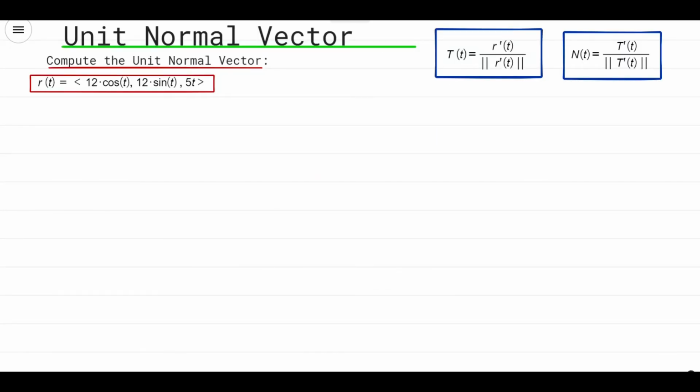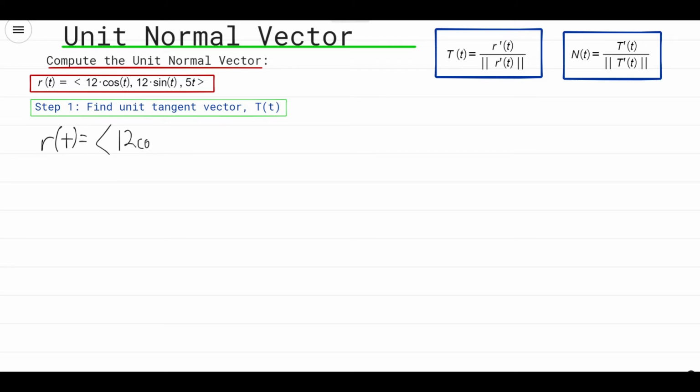So in this example, we're going to compute the unit normal vector of the position vector 12 cosine t, 12 sine t, 5t. So without further ado, the first step we do, as in the previous problem, is find the unit tangent vector. And we use the formula r prime of t divided by the magnitude of r prime of t. Our r of t is 12 cosine of t, comma 12 sine of t, comma 5t.